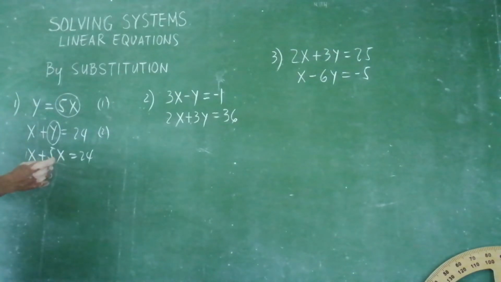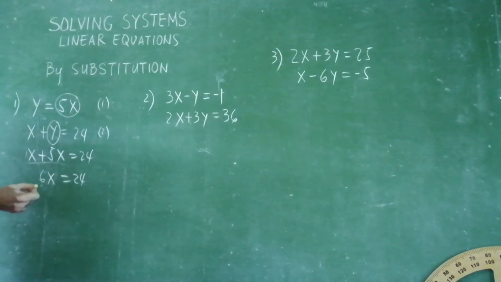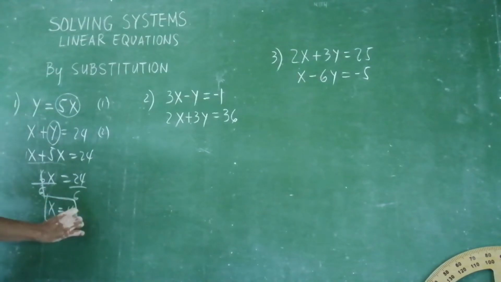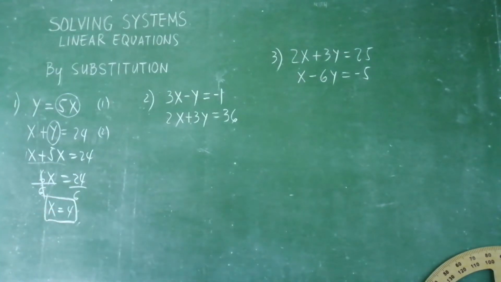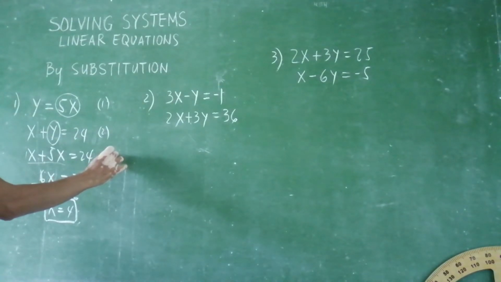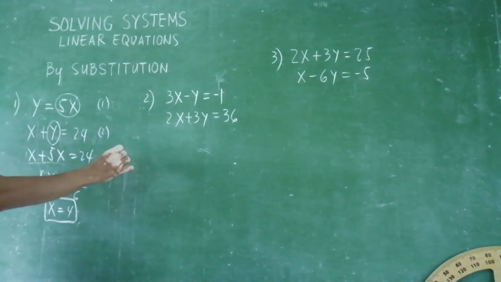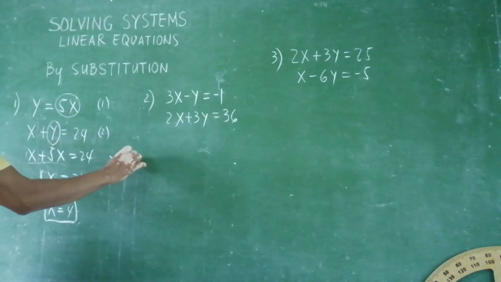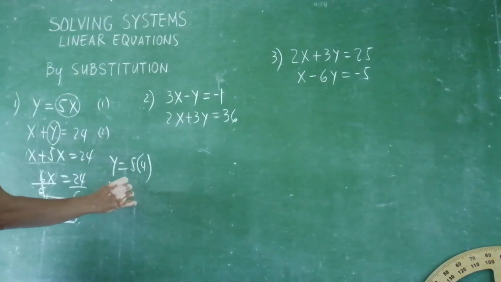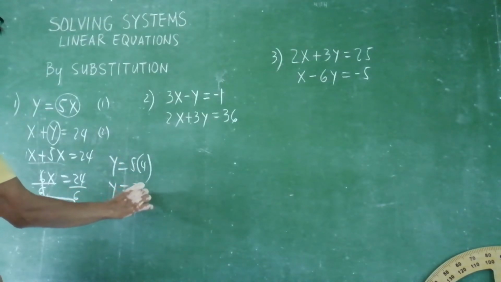So it will become 6x equals 24. Then divide 6 by 6, so cancel. x will be equal to 4. So you get one value of variable x equals 4. You use again this equation so that you can get the value of y. y will be equal to 5 times 4. So therefore, y equals 20.